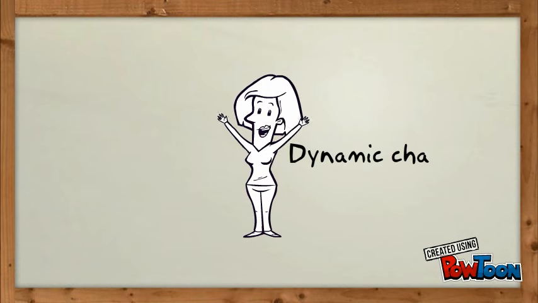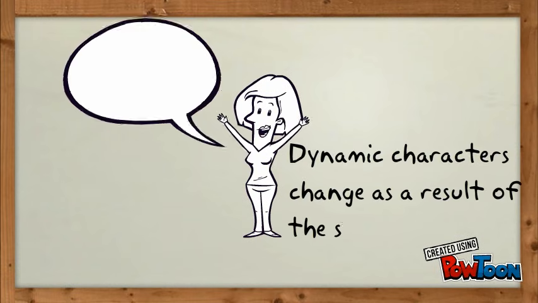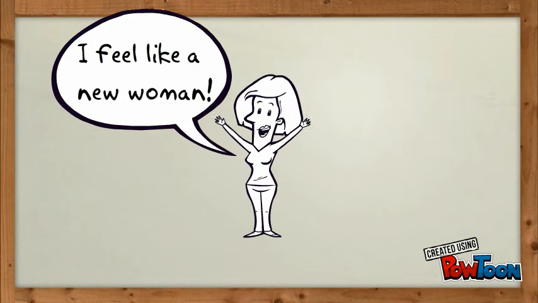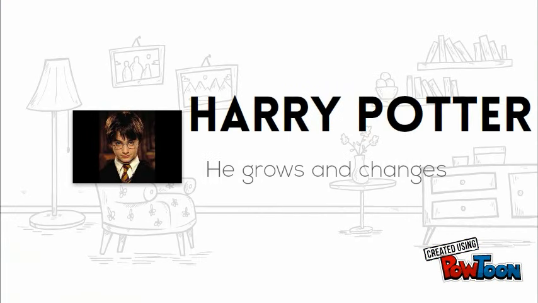There are different kinds of characters. Dynamic characters change as a result of the story events. An example of a dynamic character is Harry Potter. Over the course of the series, Harry grows and changes more than anyone else.